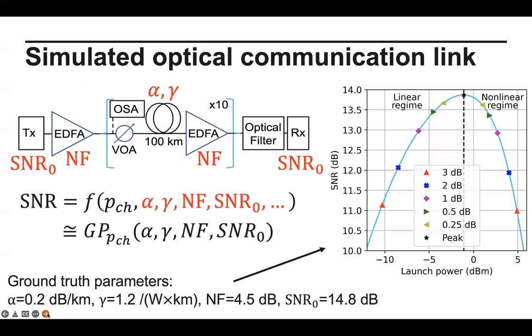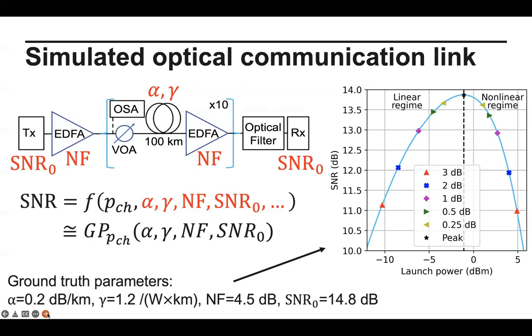So we simulated an optical fiber communication link, which is shown here, the performance of which we've measured using the SNR, the signal to noise ratio, which is dependent on 5 variables. The launch power is the first, which is an experimentally set variable, which is known within the experimental uncertainty. And the others are the physical layer parameters, which have high uncertainties and we wish to estimate.